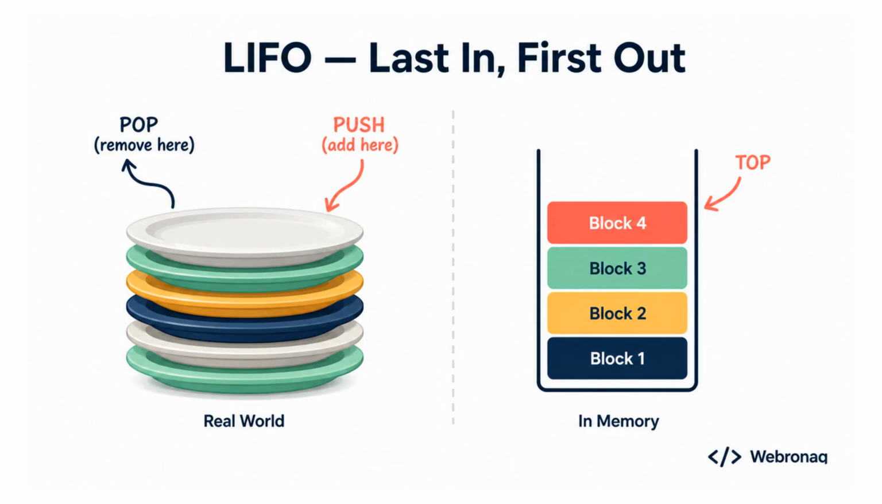Now look at the right side. Stack memory works exactly the same way. It's a region of memory where data gets added on top. We call that a push, and removed from the top. We call that a pop.